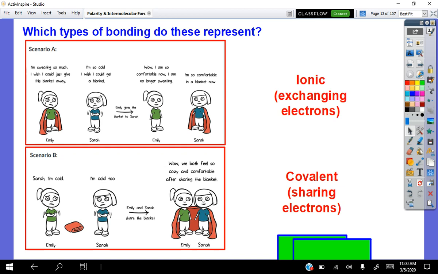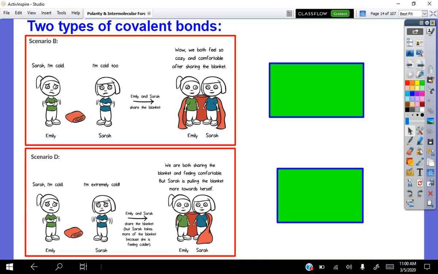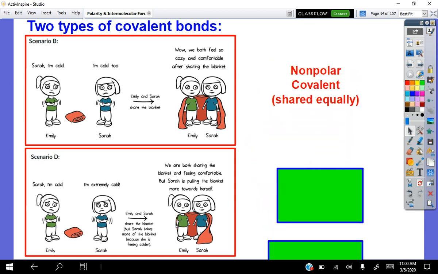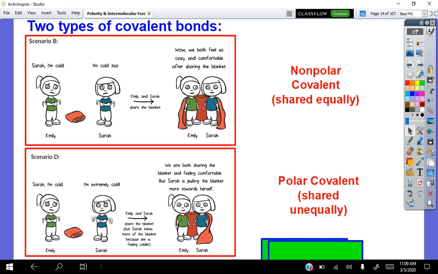Now, part of the issue is this looks like they're sharing equally. But what happens when one atom is more electronegative or stronger than another? What happens when it can attract electrons better than the other atom? In that scenario, we get unequal sharing. So in scenario D, Sarah is a blanket hog, and Emily still feels decent, but doesn't get as much of that blanket. If we're looking at these two equal sharing scenarios, equal sharing is considered to be nonpolar. If we're looking at polar covalent, we have unequal sharing.